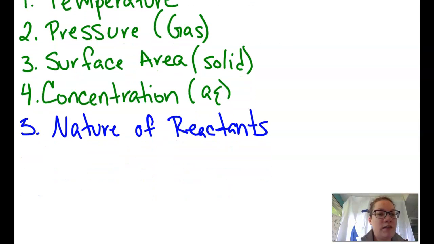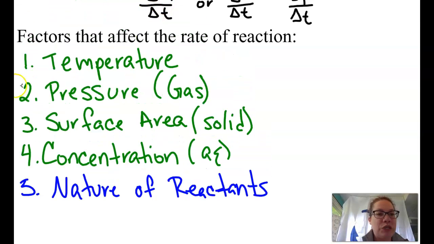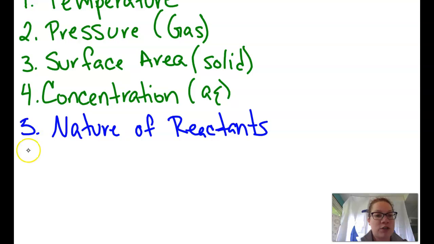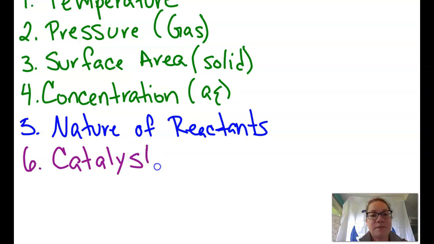And there's one last one that is unique to this unit that we've never talked about before, and that is called a catalyst. A catalyst is a substance that you add to a reaction to make it go faster, but it's not actually involved in the reaction. So, the best analogy I have for you for a catalyst would be a T-ball.